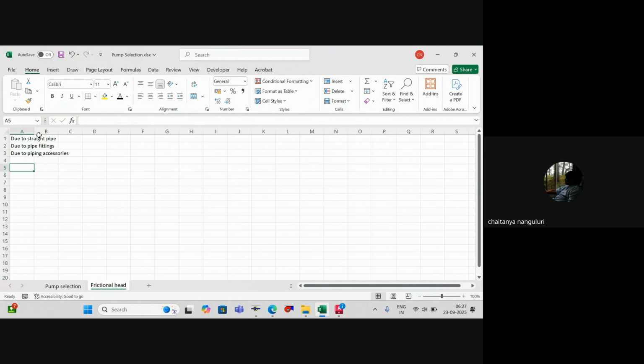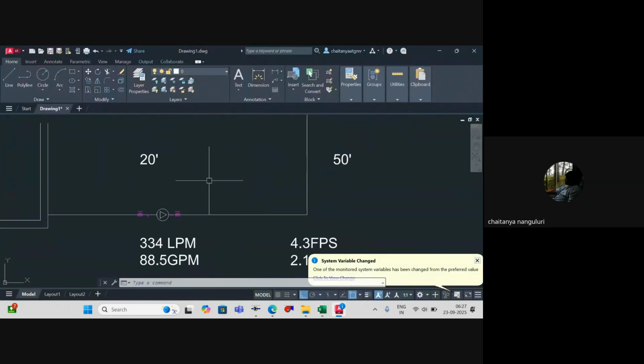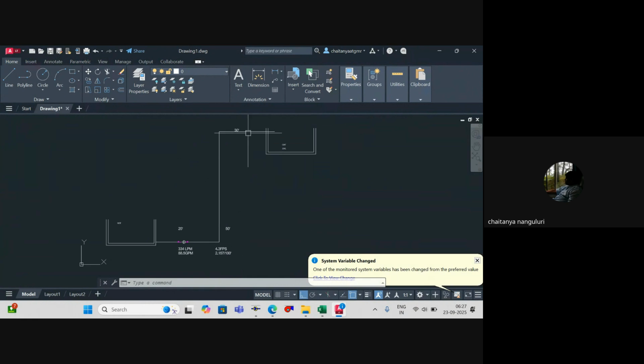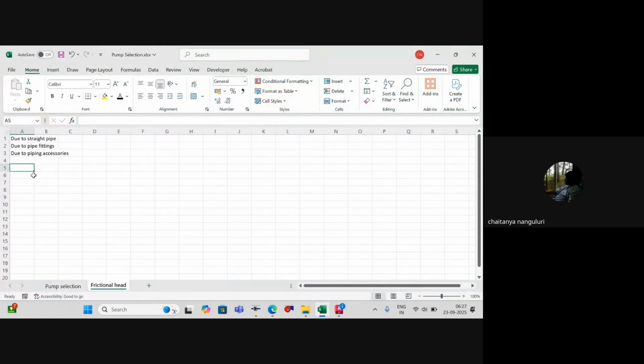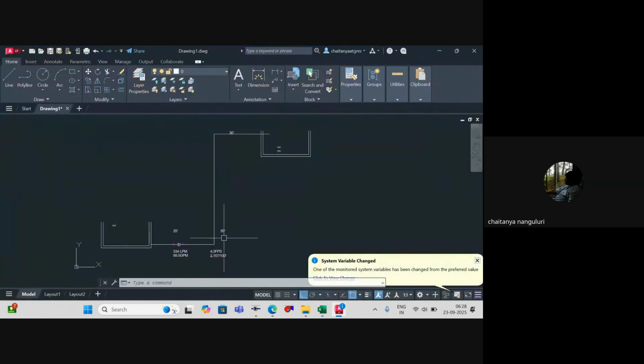For straight pipe, I can directly take the total length of the piping and then we'll calculate it. So friction due to straight pipe is calculated using the total length of the piping. That's 50 plus 30 plus 20, how much is it? 100 feet. You agree?